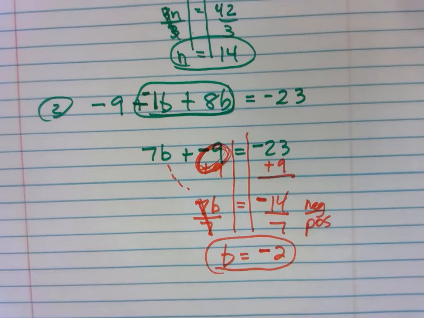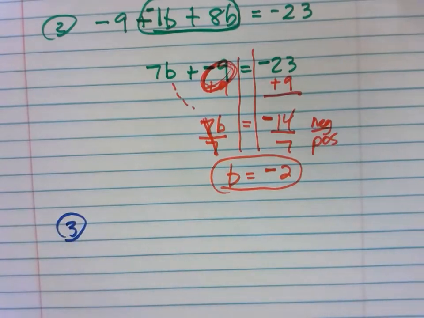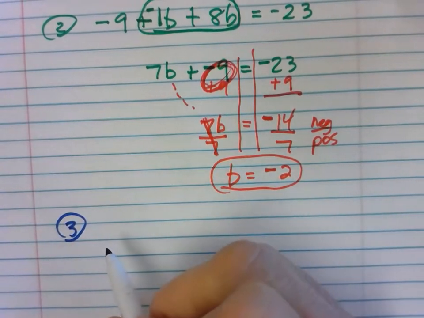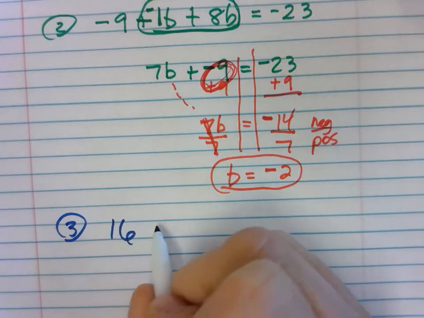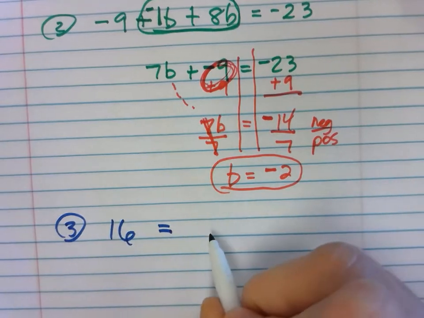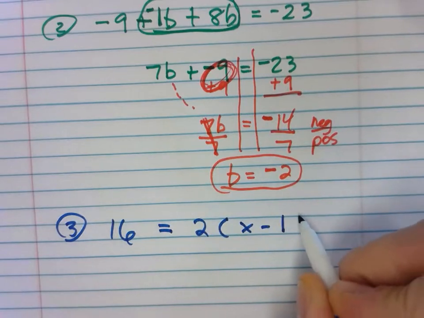All right, so there's that. Now let's make it a little bit harder. I'm going to put one down here for you to try. I'm going to leave it quiet for just a second, and then we'll see what you can come up with. So this time, let's say we've got 16 equals 2 on the outside of x minus 1 minus x.